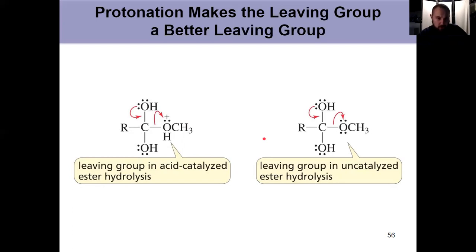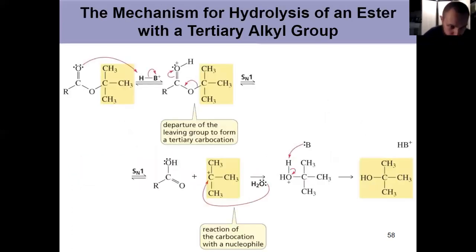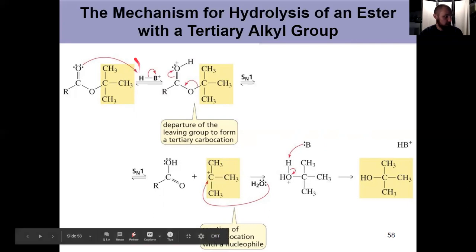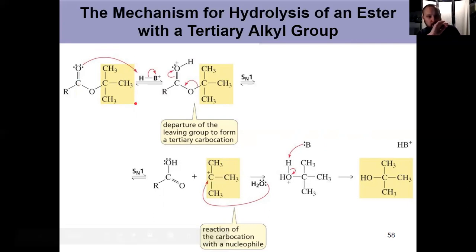There is one special case to pay attention to in these reactions, and that's if I have a tertiary alkyl group. And that does change the mechanism by which we get our products. We still get the same products that we would anticipate, right? You take an ester, you hydrolyze it, you get an alcohol and a carboxylic acid. Okay. But if you have a tertiary alkyl group on your ester to begin with, like we do right here, okay, that changes our mechanism to go via an SN1 mechanism.